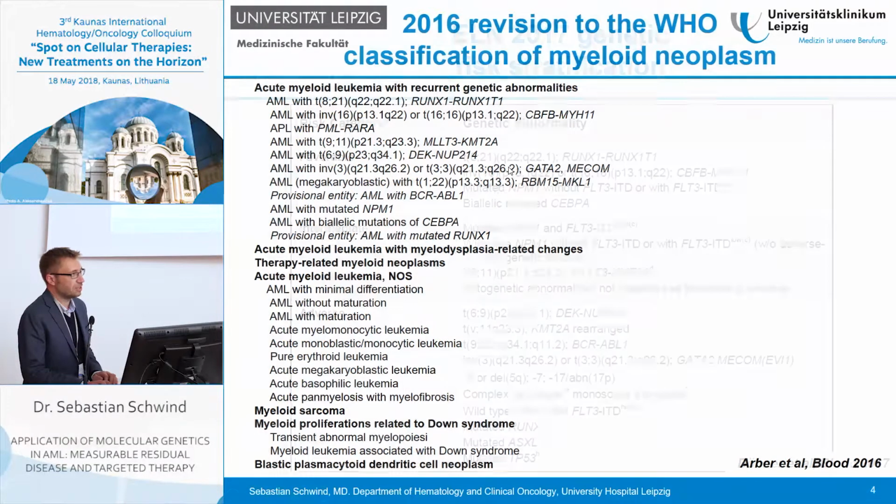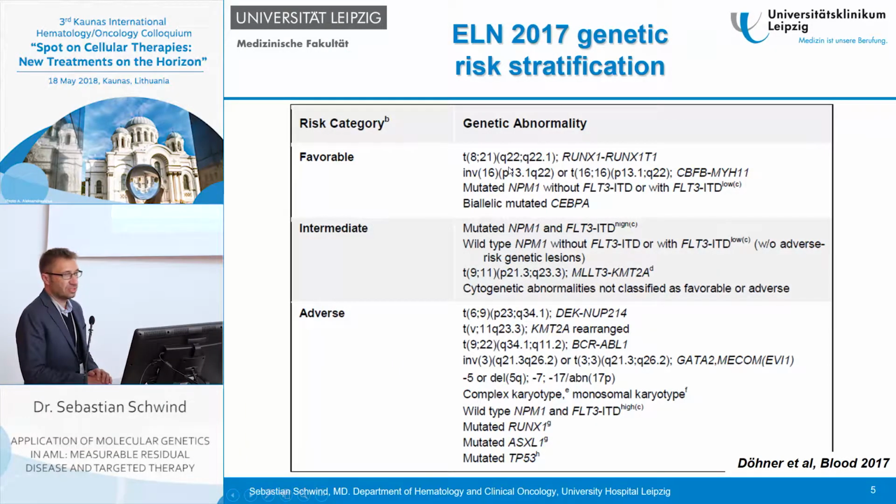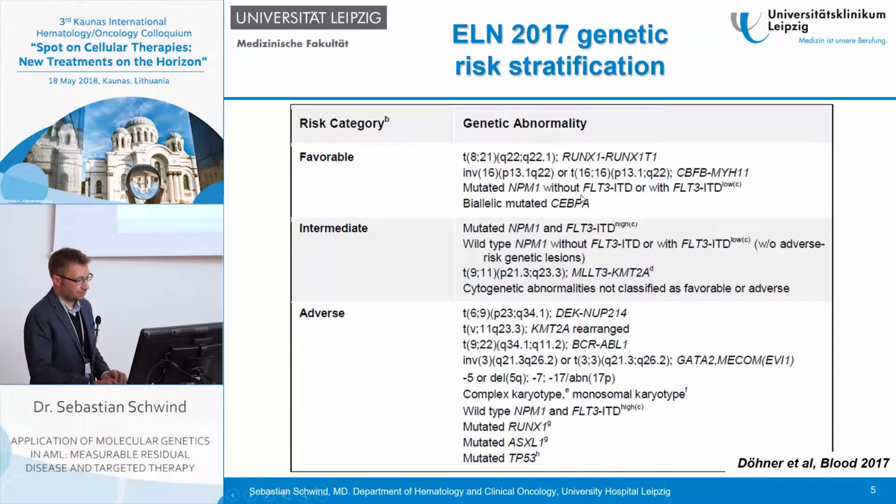This is also reflected in the very recent ELN 2016 genetic risk classification. So if you want to do risk stratification according to the ELN guidelines, you also need the mutational status of your patients. You need at least the NPM1 mutation status. You need to know whether they are FLT3-ITD positive or negative, and with the new stratification, what the ratio of FLT3-ITD to wild type is, and you also need the CEBPA mutation status. So without these mutations, you basically can't classify your AML patient.